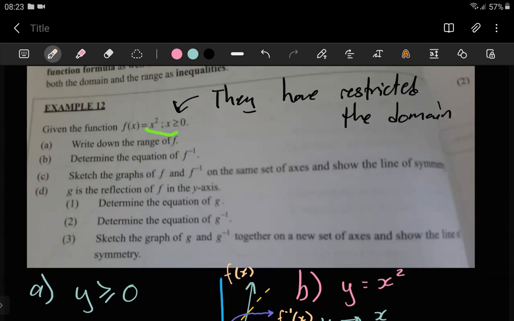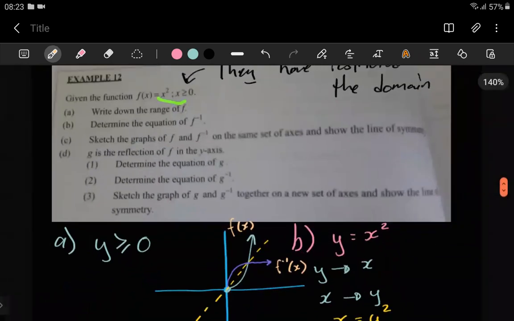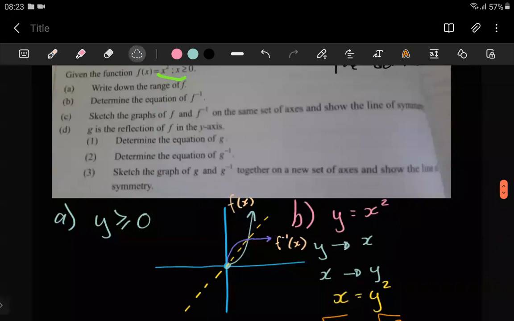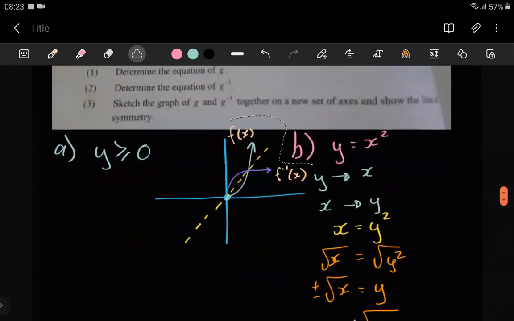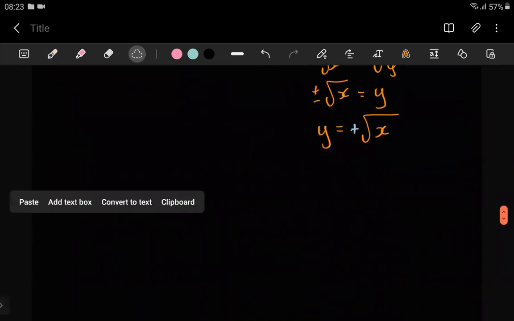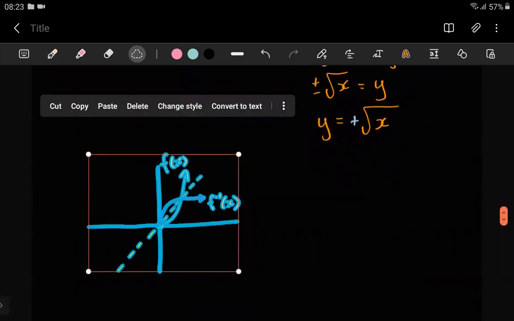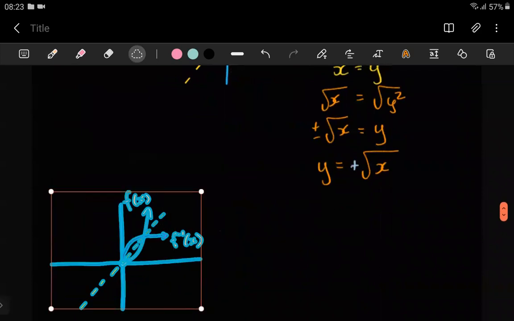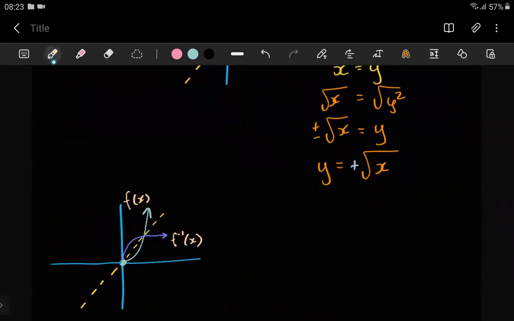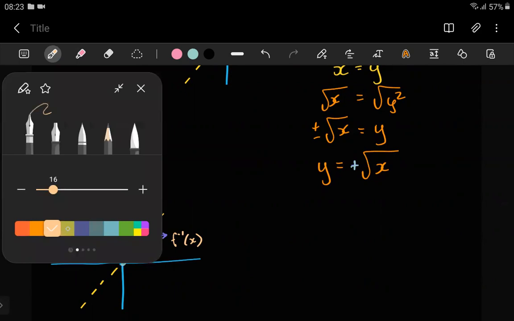let's see what D is asking for. D says G is the reflection of F in the x-axis. This one is quite interesting. So let's maybe copy this whole thing, so that we don't have too much going on in one image. Let me copy this. Let's paste it down here. So this is D.